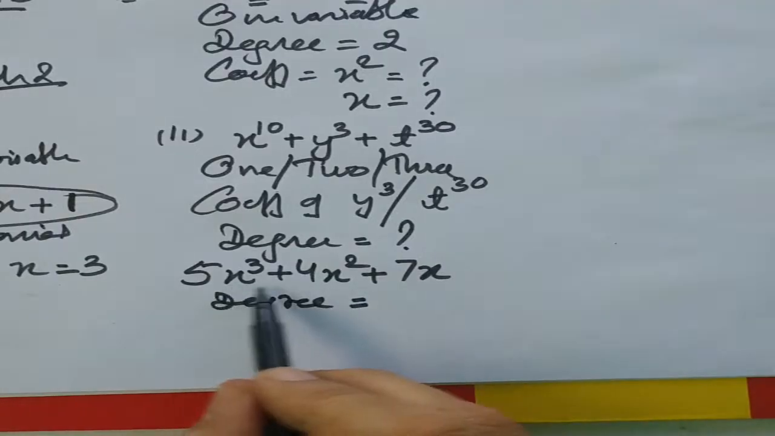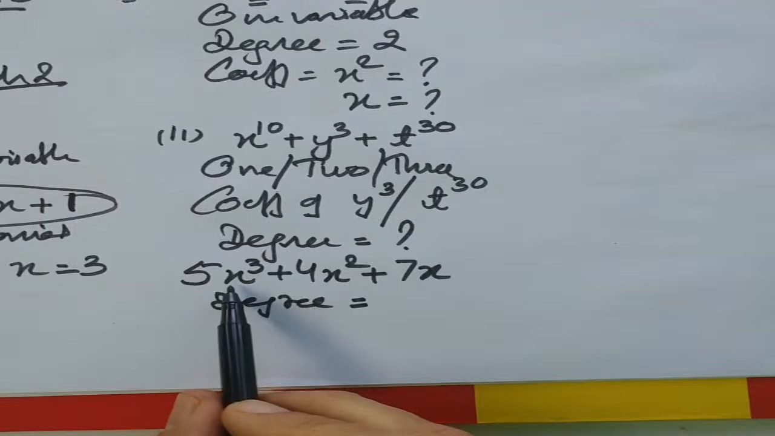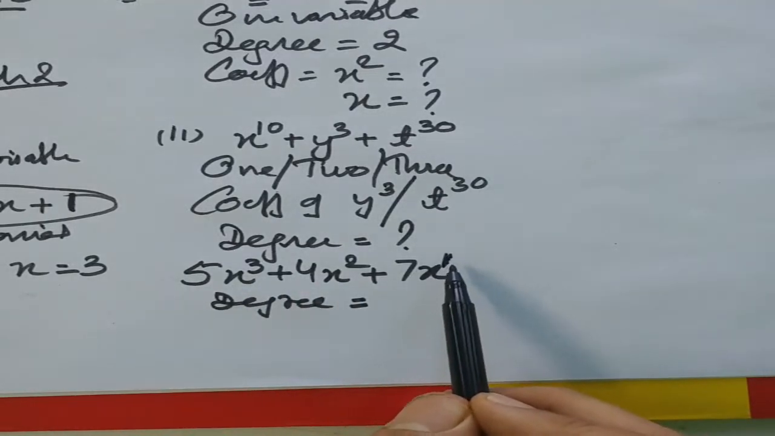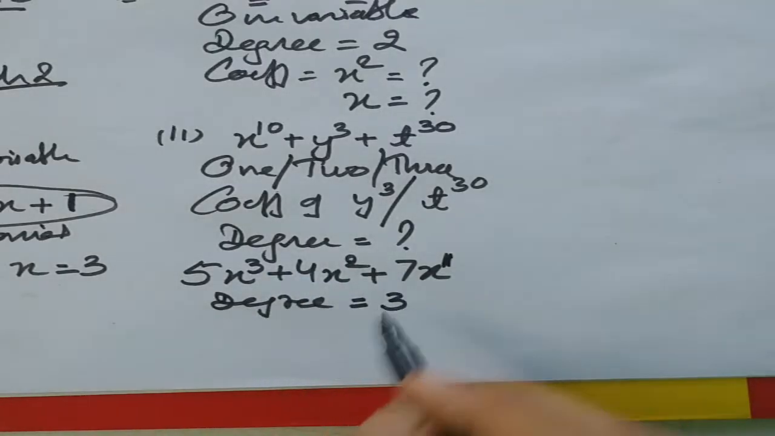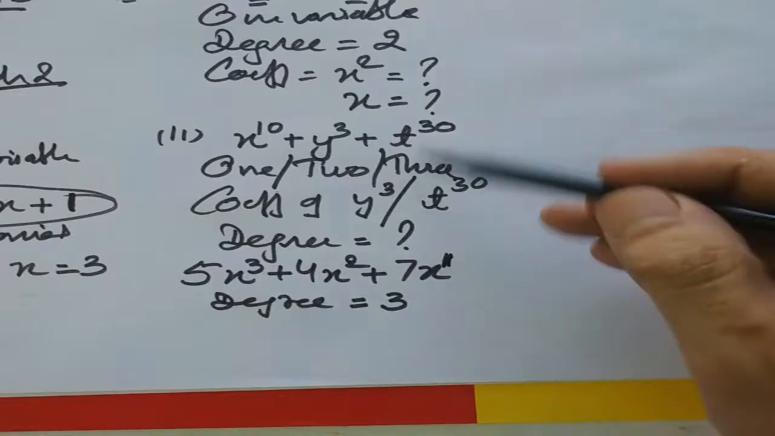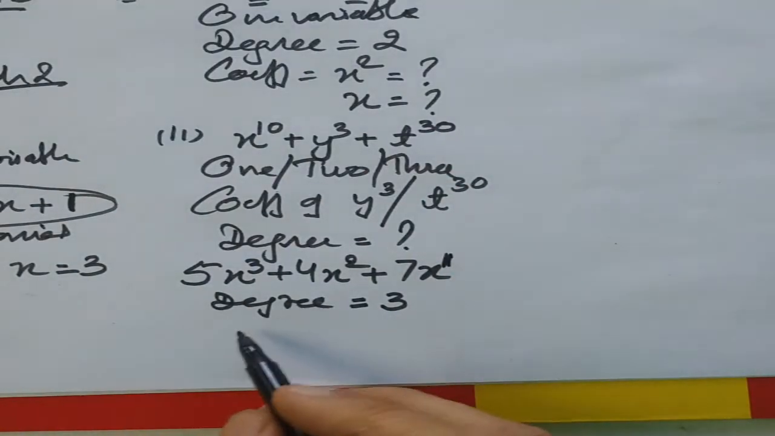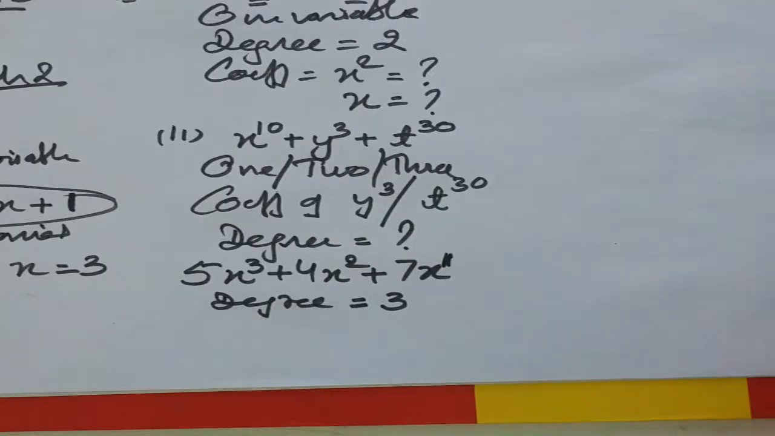The degree of this polynomial is how much? It is the highest power. So this power is 1. When you don't write x's power, it means the degree is 1. This is 2. This is 3. So what is the degree? 3. So you will get the clue for the above questions. And when you write any expression, it can be called a polynomial. This is the introduction of polynomials.